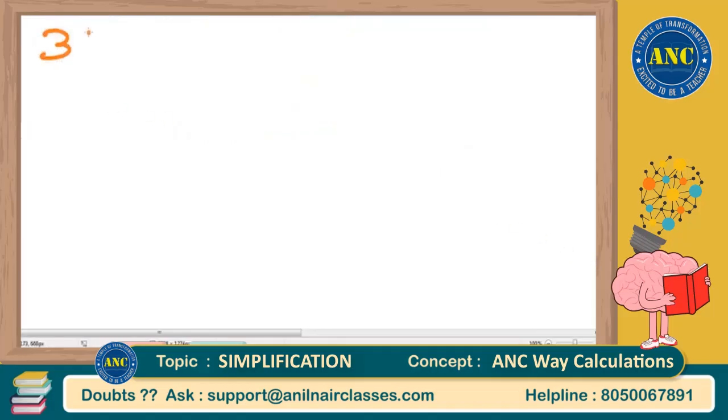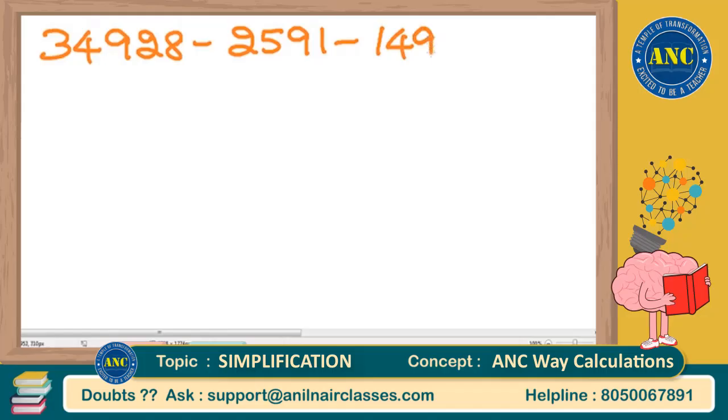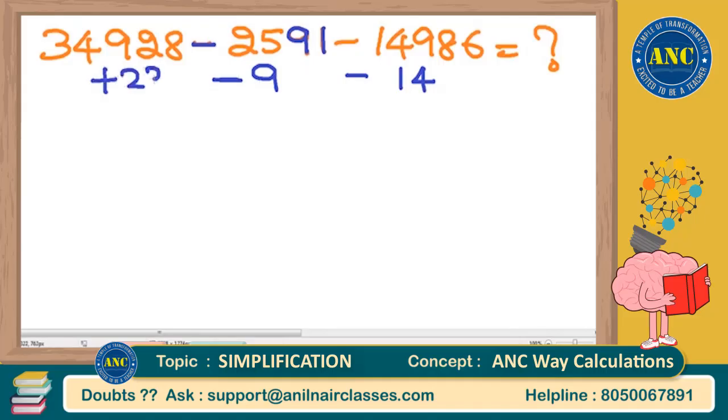Suppose another question: 34,928 minus 2591 minus 14986 is equal to question mark. No, I do not like these numbers. I don't want 2,591 rupees in my pocket. Make it as 2,600. That means I will put minus 9 here. Make it as 15,000. I will put minus 14 here. That means I subtracted 23 extra, so add 23 here. Over answer 34,000.